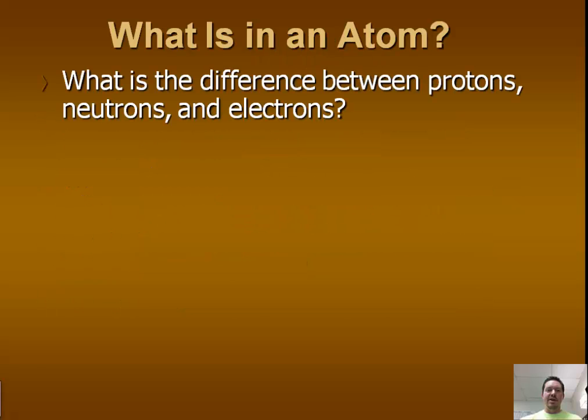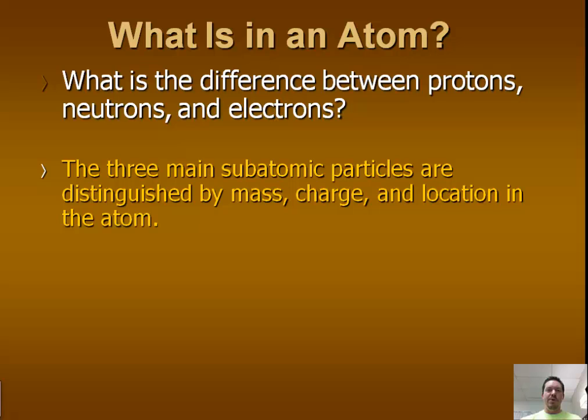So let's start looking at our first question: the difference between protons, neutrons, and electrons. Those three items are the three main subatomic particles, and we differentiate them by mass, charge, and where they're located within the atom.